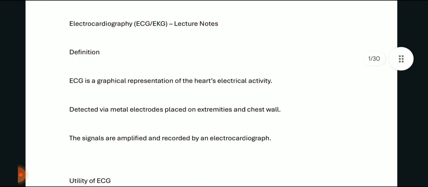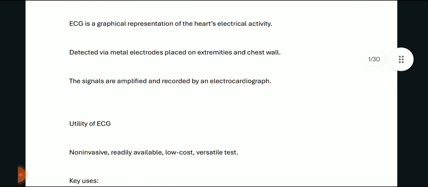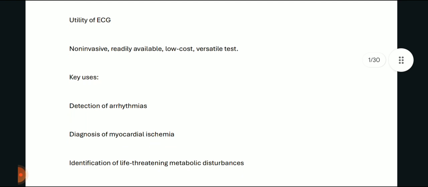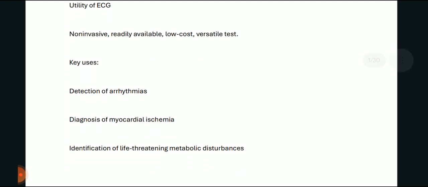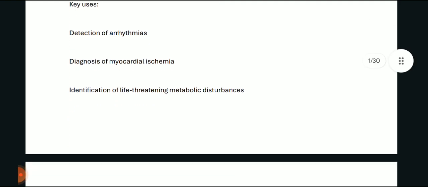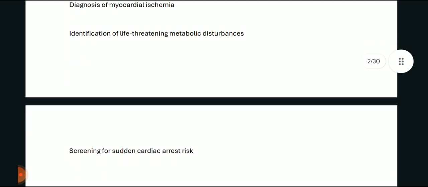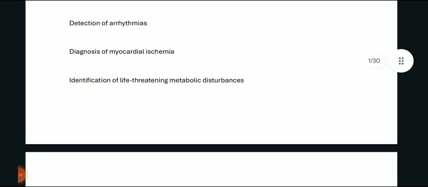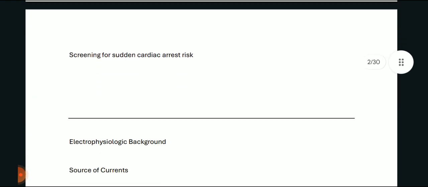So basically, electrocardiography, ECG or EKG, is a graphical representation of the heart's electrical activity detected via metal electrodes placed on extremities and chest wall. The signals are amplified and recorded by the electrocardiograph. Utility of ECG: it is a non-invasive, readily available, low-cost, versatile test. The key uses are in detection of arrhythmias, diagnosis of myocardial ischemia, identification of life-threatening metabolic disturbances like hyperkalemia, hyponatremia, all of which can be seen from the ECG itself, and screening for sudden cardiac arrest risk.